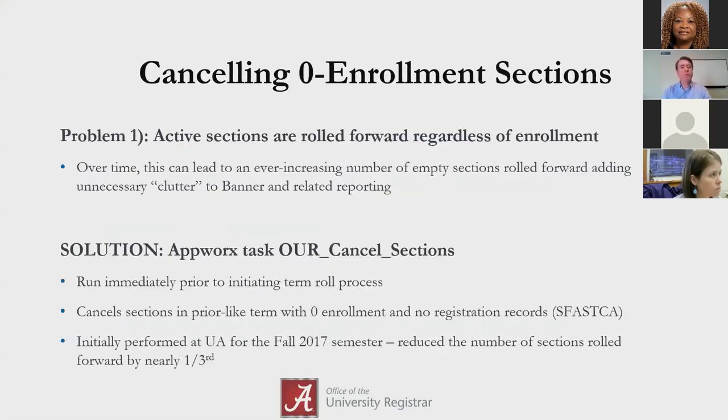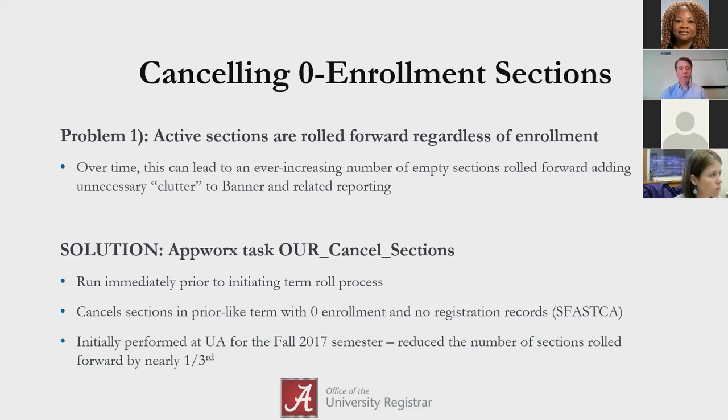But first, the first problem that we try to address before a term roll is to go in and cancel sections that did not have any enrollment. We at UA have been using Banner since fall of 2005. Over time, if a class section is not canceled, it's just copied forward, even if it doesn't have enrollment. And over a number of years, that can result in a lot of clutter that is added to each term roll.